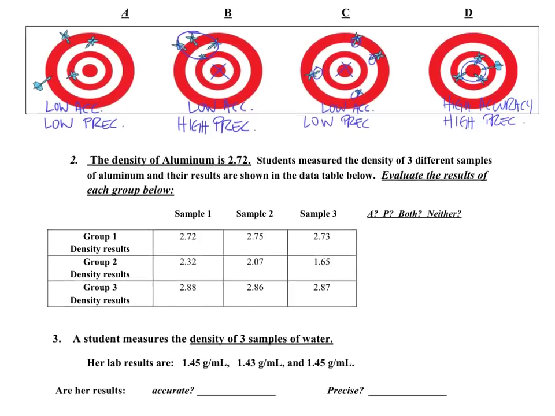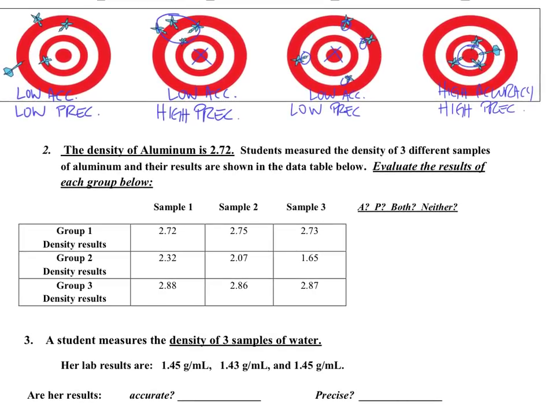All right, let's look down here at example 2. It says the density of aluminum is 2.72. Students measured the density of 3 different samples of aluminum and recorded their results in the data table below. Evaluate the results of each group. Well, it says Group 1 had a sample of 2.72, 2.75, 2.73. These would be all very close to each other. So I would say they are accurate and precise. So it would be both.